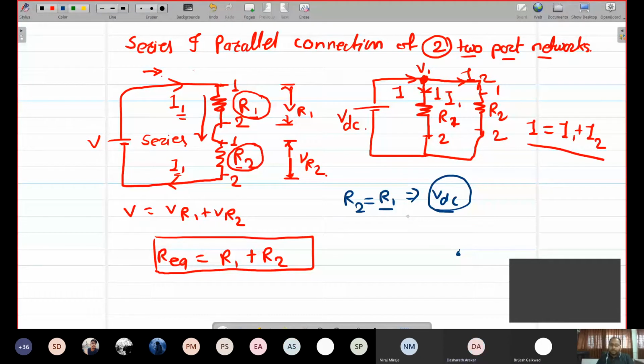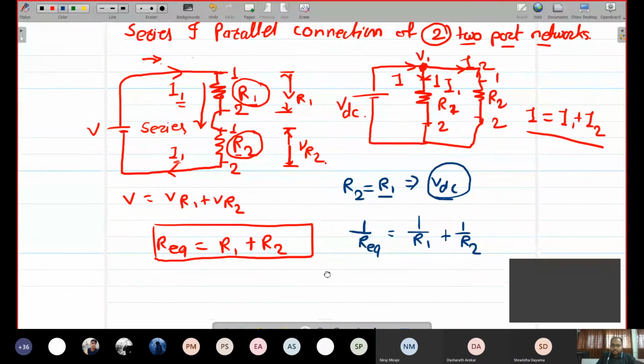Now let me discuss what will be the equivalent resistance for the parallel combination. What is the parallel combination equivalent resistance? We used to calculate this as 1 upon R equivalent is equal to 1 divided by R1 plus 1 divided by R2. Am I right? Yes, is it? Okay, so we used to calculate this.